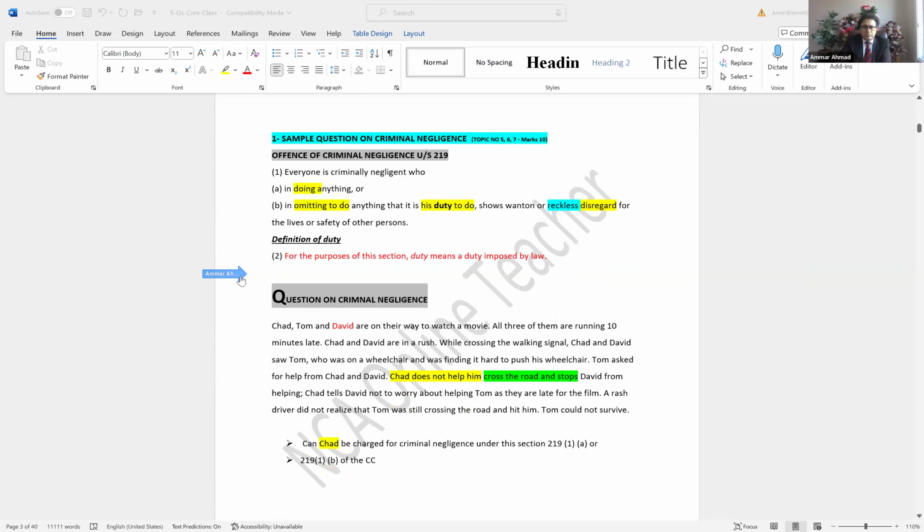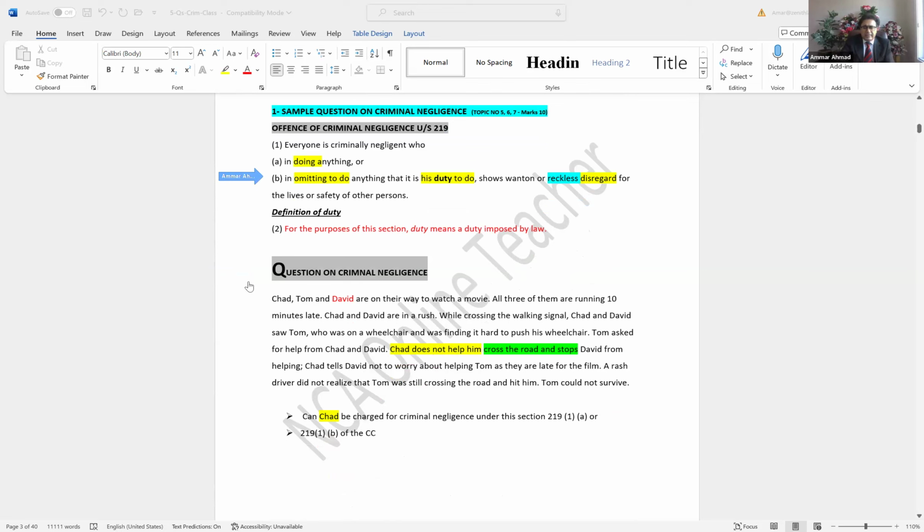So this is section 219 of the Criminal Code of Canada. Let's first read the question and then apply section 219 with those same tests which we have read. This is a hypothetical question just for educational and academic purposes only.